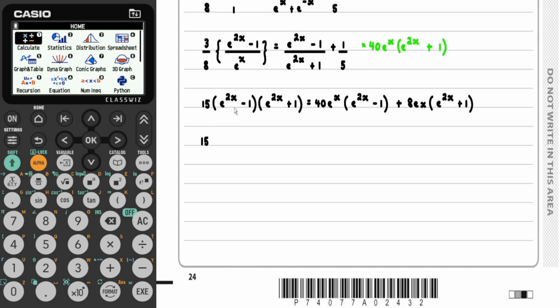So I've got 15 times by, now here I've got a difference of 2 squares. I would have e to the 2x times e to the 2x, which is e to the 4x, and then I've got negative 1 times by 1. Hence I've got e to the 4x subtract 1.